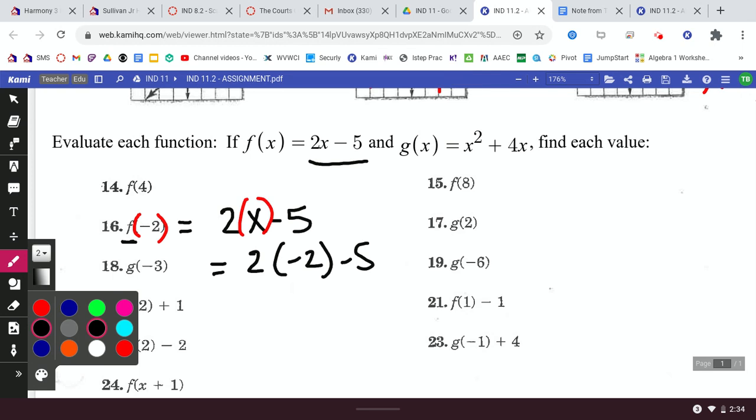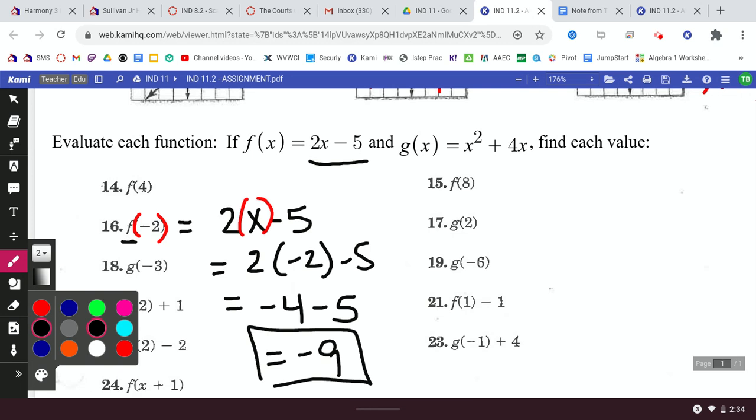Remember, it's just a fancy y. So you don't do anything with it. You leave it over there by itself, and it stays over there, and you don't evaluate it. You don't distribute. You don't move anything over there with it. It just stays over there as a y. Okay, so f of negative 2, we plugged a negative 2 in. 2 times negative 2 is negative 4 minus 5 equals negative 9. So f of negative 2 is negative 9.